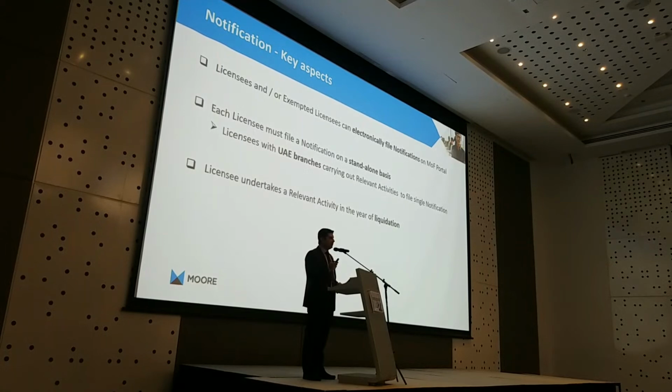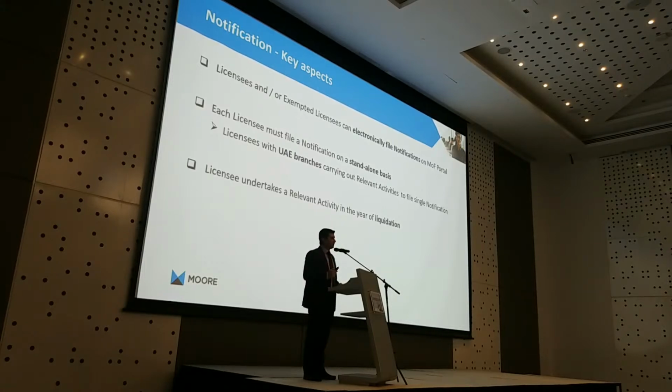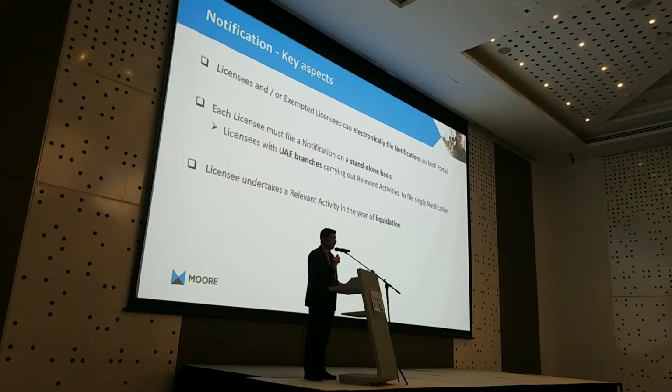So notification is filed electronically. You have login ID, login there. It's a simple filing. Only some basic details are required. Most importantly, you should be able to assess what is the relevant activity you are carrying on. Once you have decided on the relevant activity, then the next step is to file this economic substance notification, because you are required to select which activity you did during the last financial year.